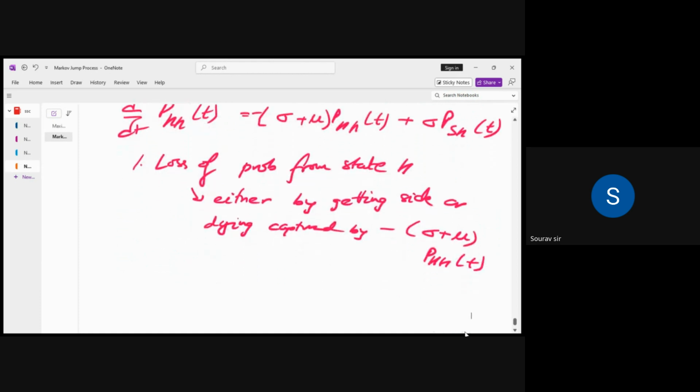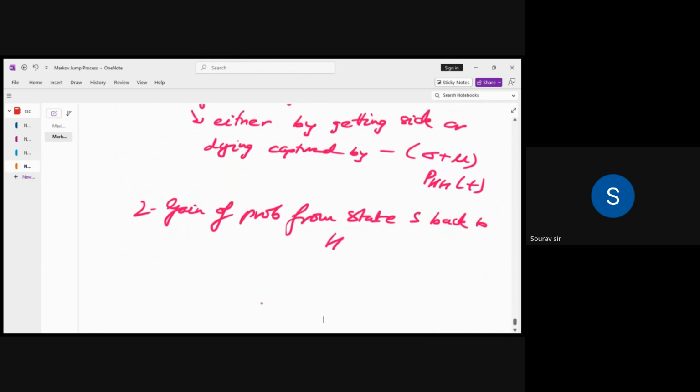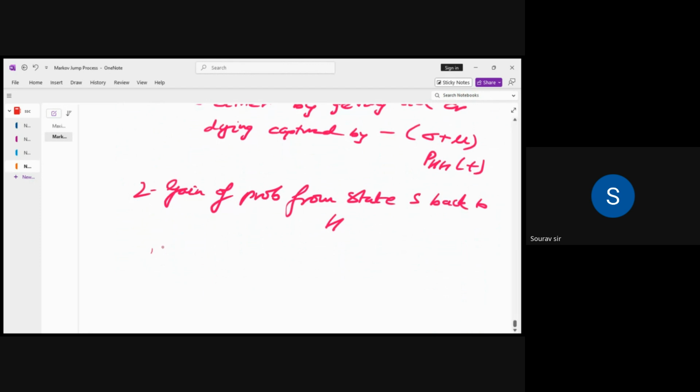Then second, we have a gain of probability from state S back to H. Here, some individuals will recover from S and return to H, which is known as theta. PSHT. What does this equation tell?